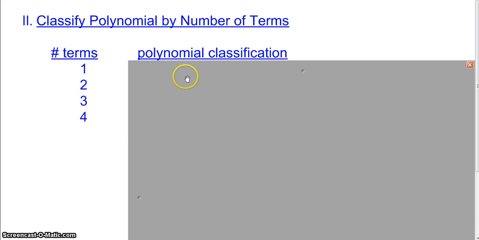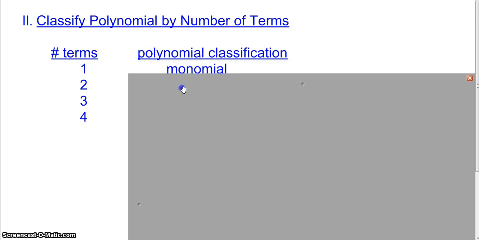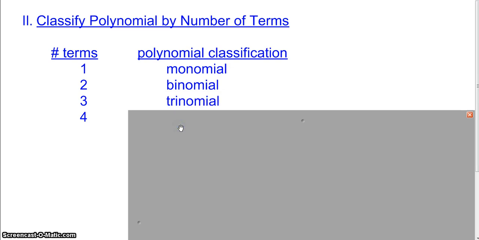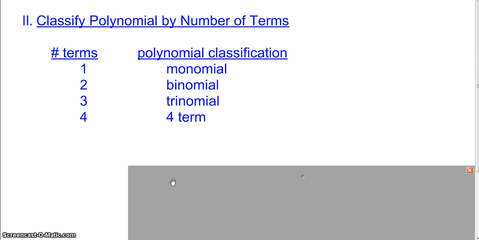Okay, so if it has one term, we call it a monomial. If it has two terms, you've heard me use this phrase, but we haven't used it a lot. You remember what it is? Two terms is a, good job, binomial. Three terms is a trinomial, and four terms is a, no, it's a four-term polynomial.